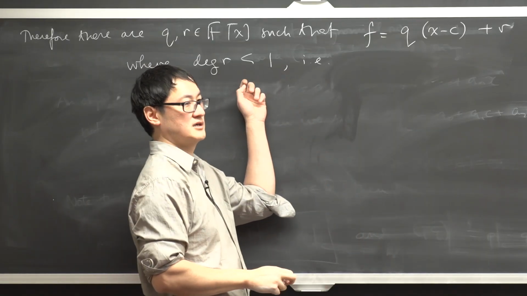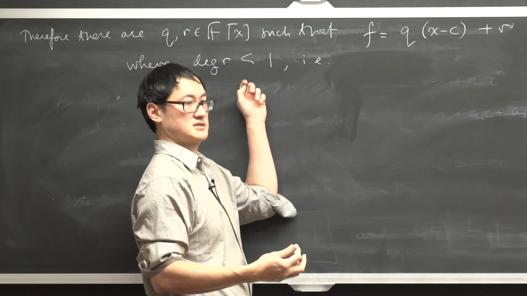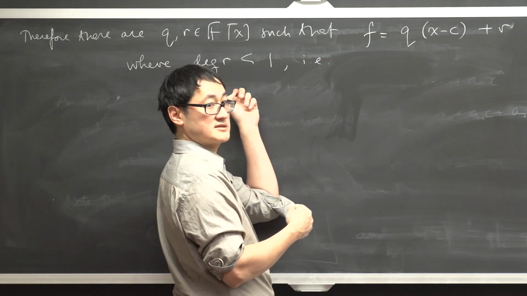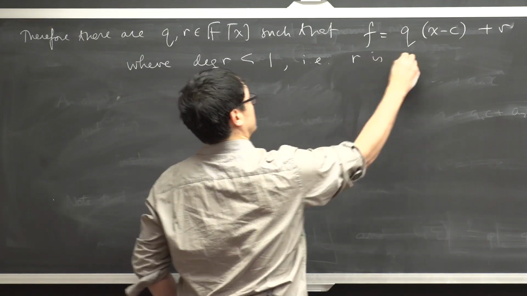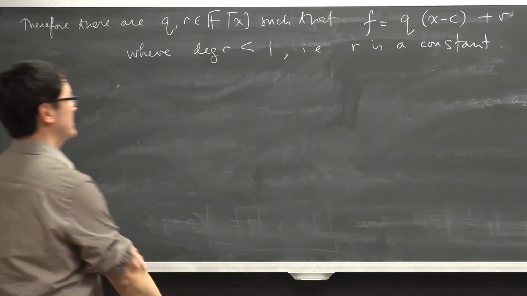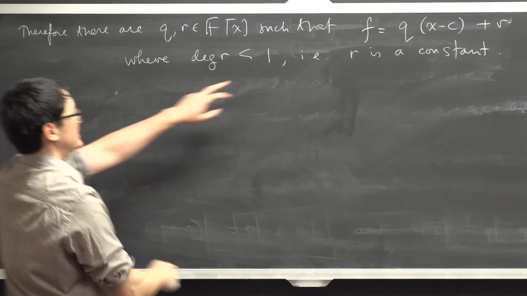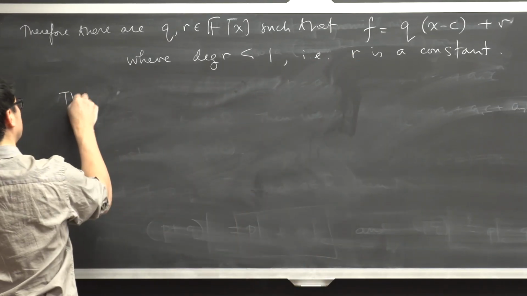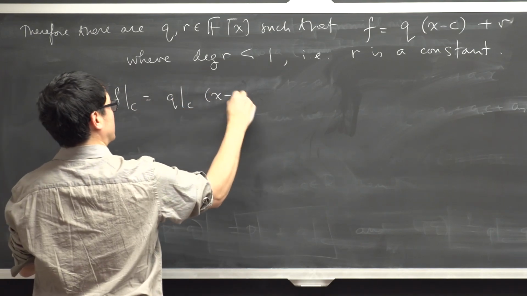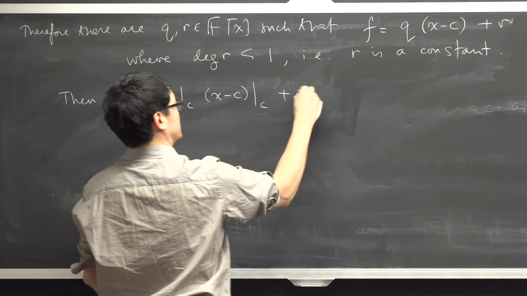What kind of object is r? It has to be a constant. Its degree is either minus infinity or 0, in which case it's a constant. R is a constant. Well, let's figure out which constant it is. Now let's slash everything with C. Then F slash C equals q slash C times (X minus C) slash C plus r slash C.